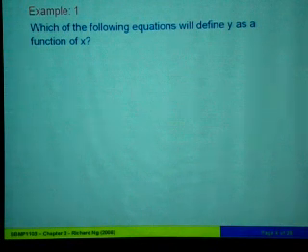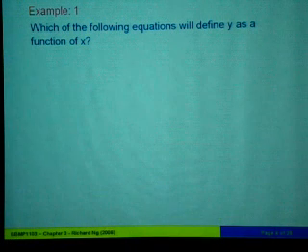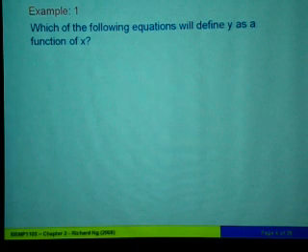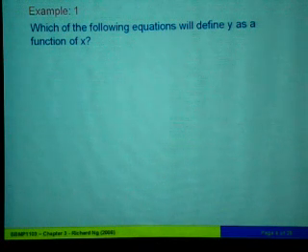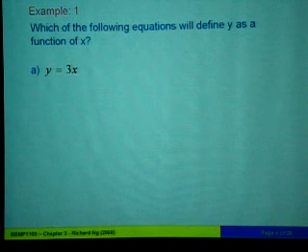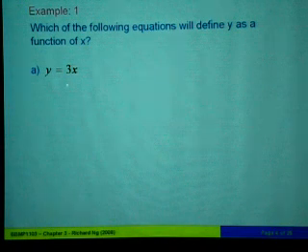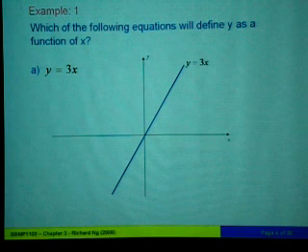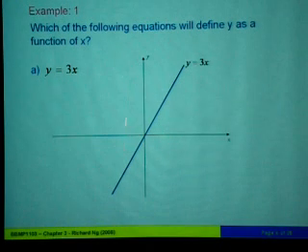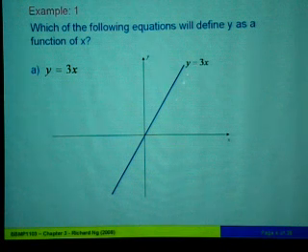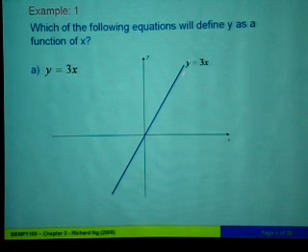Next, let's look at an example. Which of the following equations will define y as a function of x? Example A. We are given the equation y equals 3x. The first step is to draw or sketch this line, y equals 3x. So the line is as shown here.